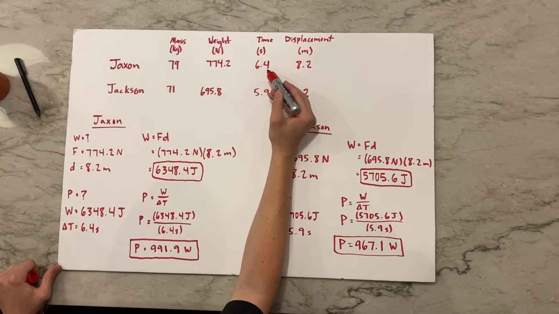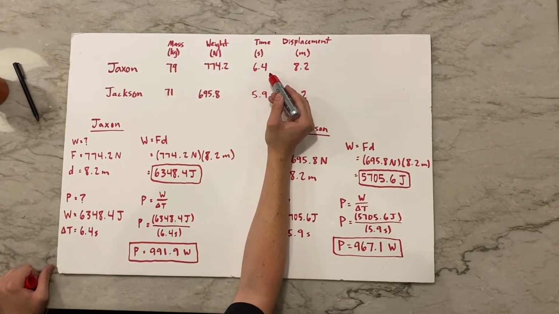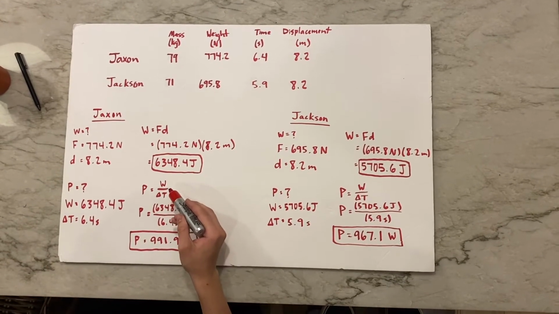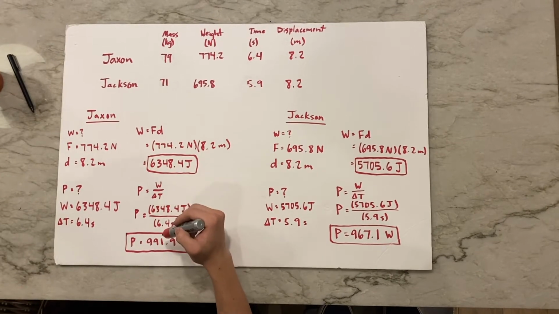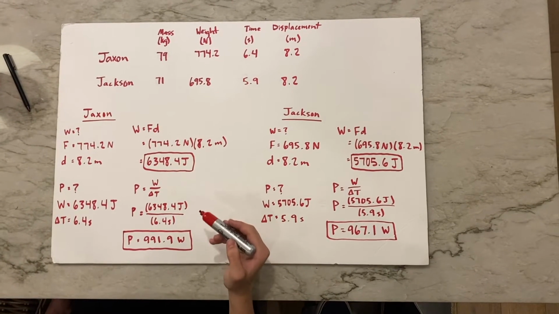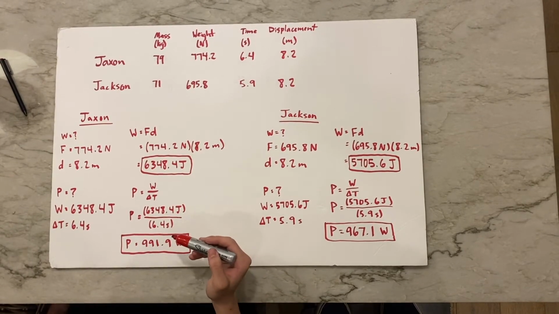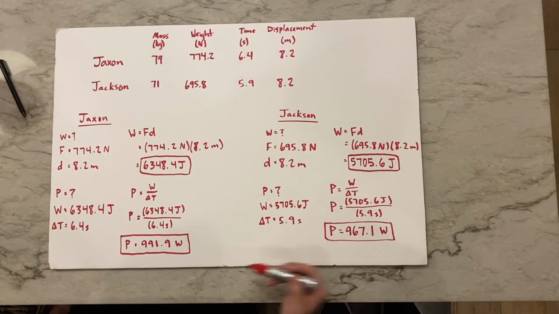Our Jackson over here ran it in a longer amount of time, yet he still came out with more power. This is because his ratio of work to time was higher. So even though he ran it in a longer amount of time, his power came out greater than this Jackson who ran it faster.